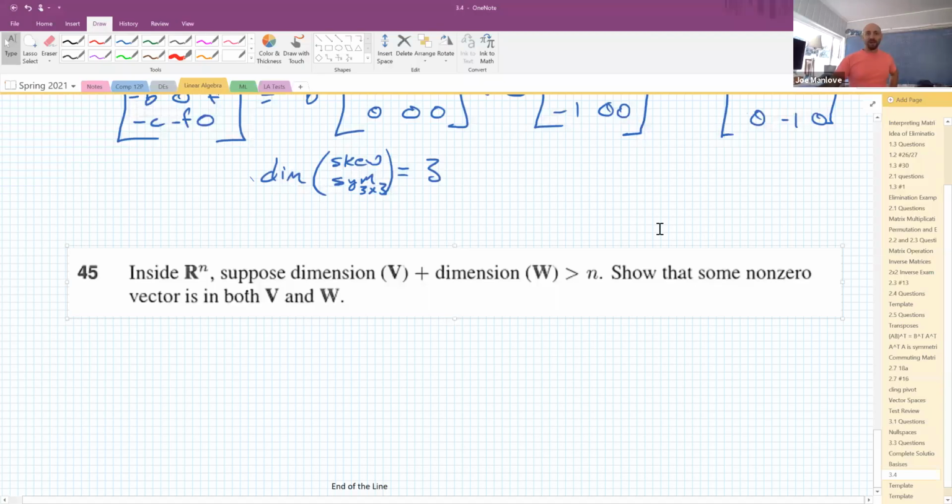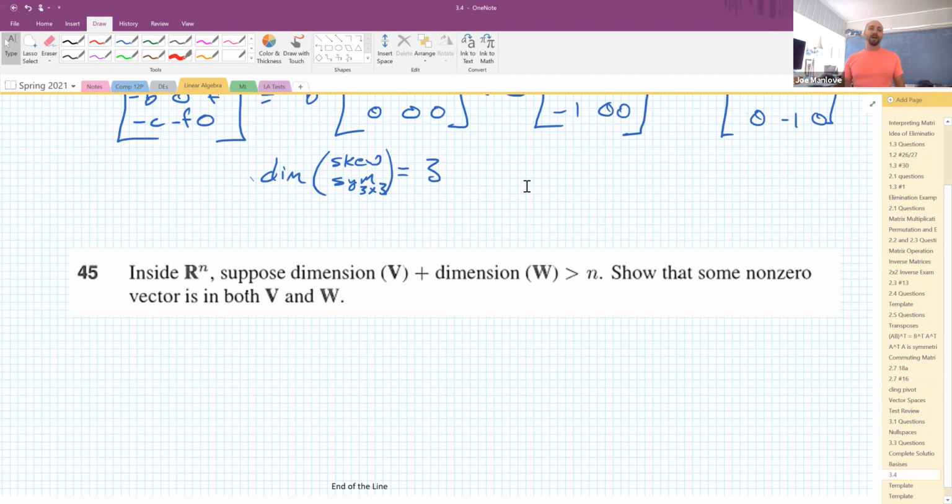Okay, we're going to make an attempt in 2 minutes or less to answer problem 45, which is inside Rn. I have two subspaces that are too fat, right? Together, when I add them together, they make more than the whole space. I'm supposed to show that there's some non-zero vector that's in both V and W, right?